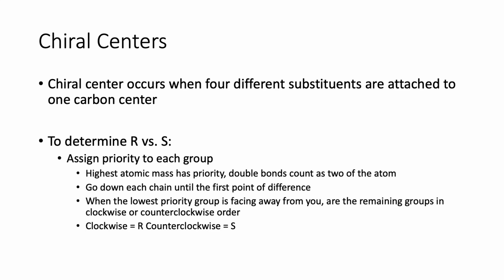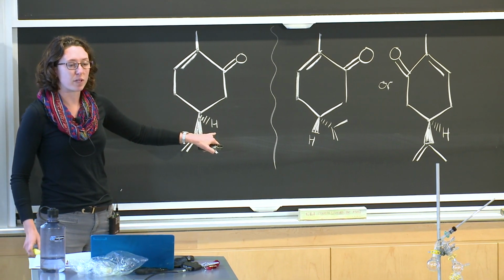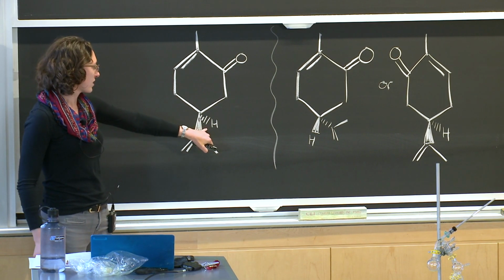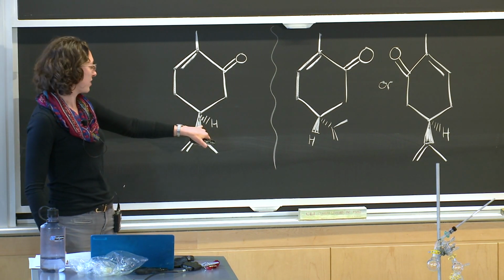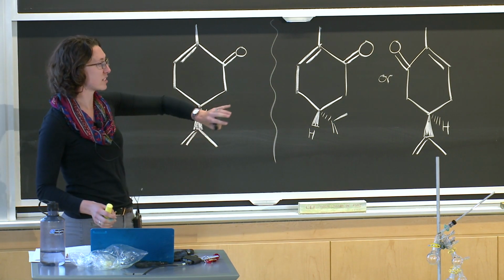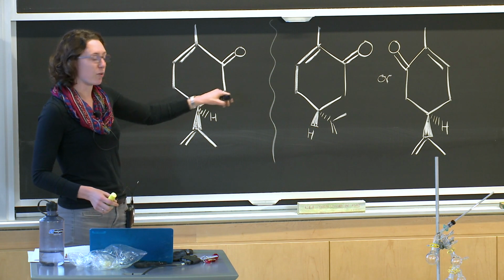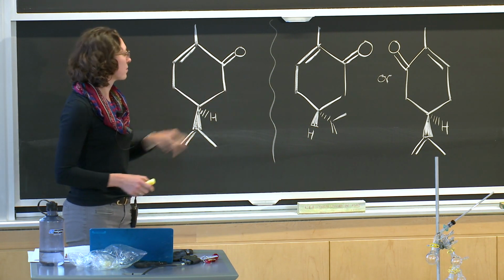So if we look at our carvone molecule, usually if your stereocenter has a hydrogen, that's pretty much always going to be your lowest priority group. So I've drawn this particular isomer with the hydrogen pointing away from us so that we can more easily determine R versus S. Can anyone help assign the priority of these 3 groups?